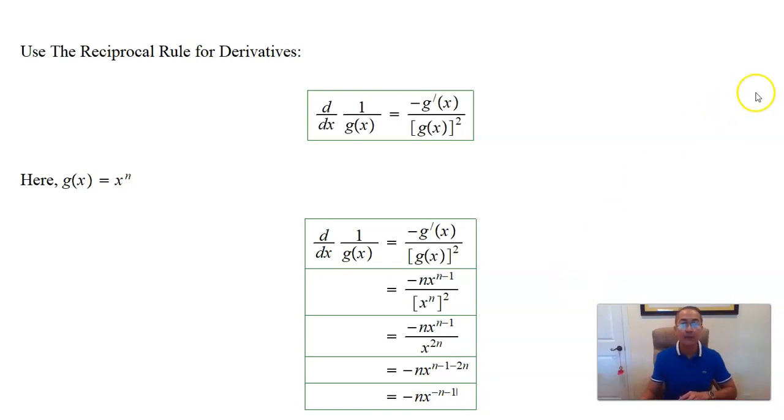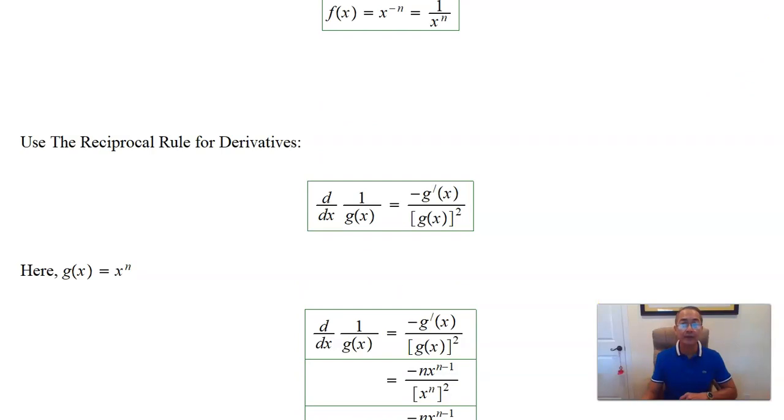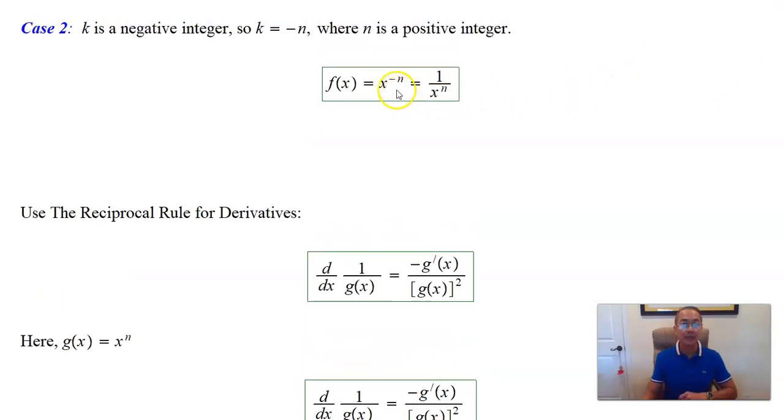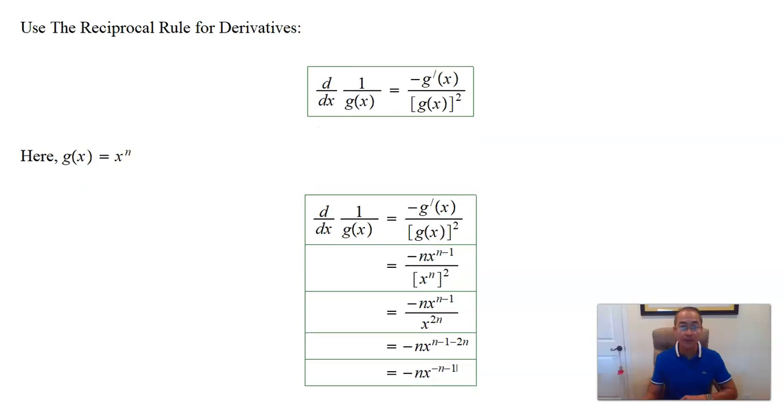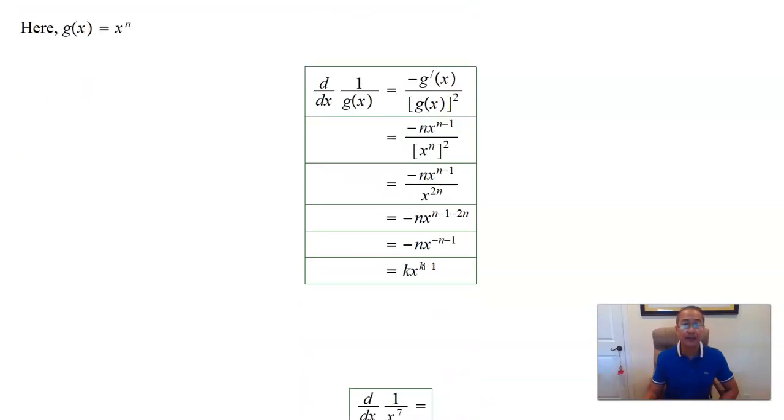Okay, however, what did we say? Our function is x to the minus n. Our k is minus n. Do we see k in this formula? Minus n, that is k. Minus n, that's also k. So we can rewrite this as k times x raised to the power n minus 1. All right, so that is k minus 1, because our exponent, our k, is negative n. Okay, so that is the power rule when k is a negative integer.